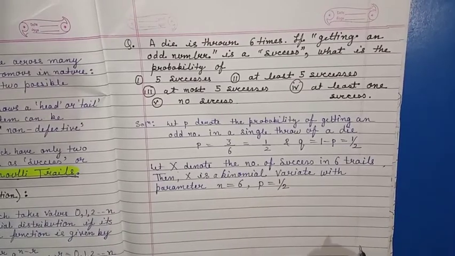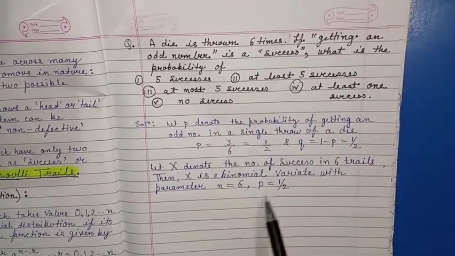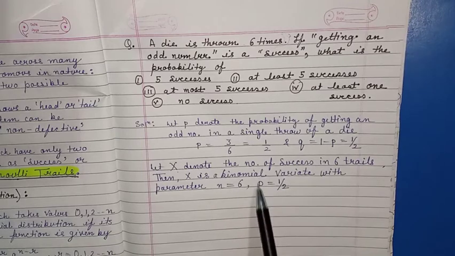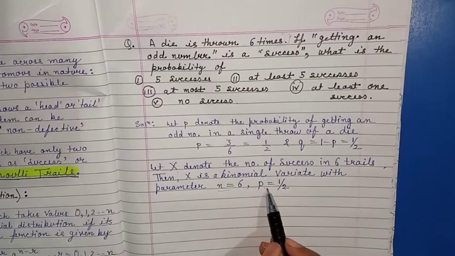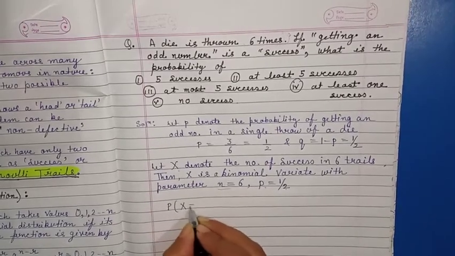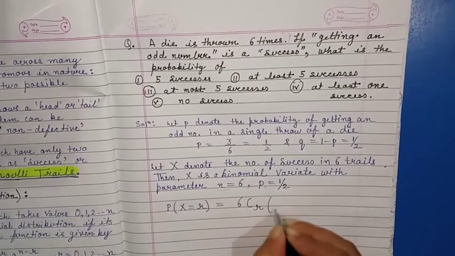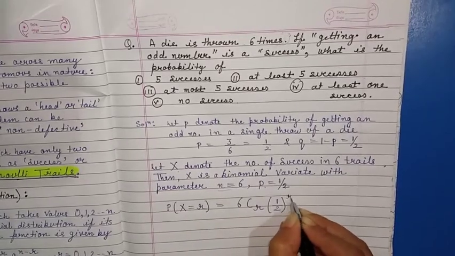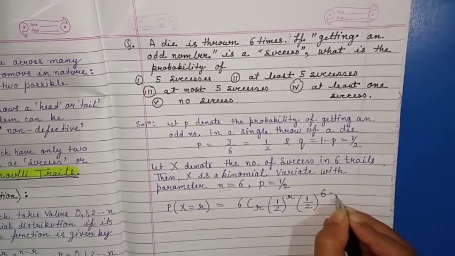With n equal to 6 and p equal to 1 by 2, the number of times is known as n, and the probability of getting a success is p, that is 1 by 2. So we have n, we have p. Now we just have to use these formulas. P(X equal to r) will be 6Cr, p is 1 by 2 to the power r, q is also 1 by 2 to the power n minus r, that is 6 minus r.